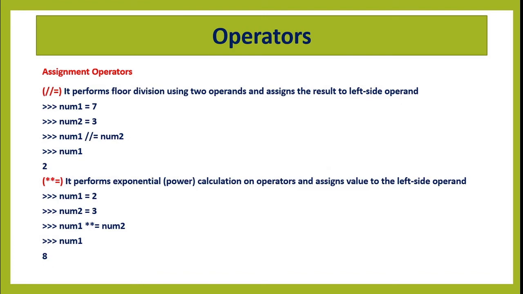So the next one is floor division, which means floor shorthand assignment operator. This one performs the floor division using two operands and assigns the result to the left side operand. See the example, num1 is equal to 7, num2 is equal to 3, num1 floor division num2. Okay, so this one we can write as, so what is the value of num1? It is 7. Then num2 is 3. So it prints only the quotient value. The quotient is 2.